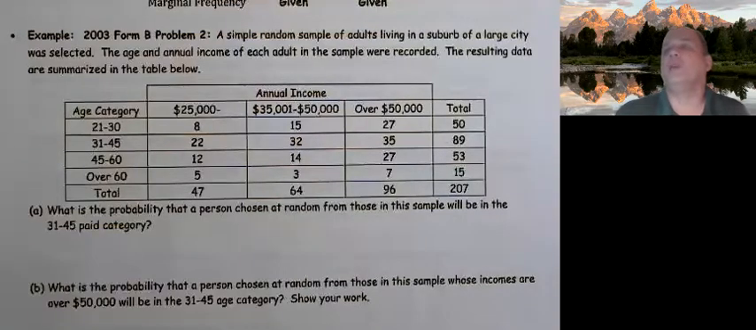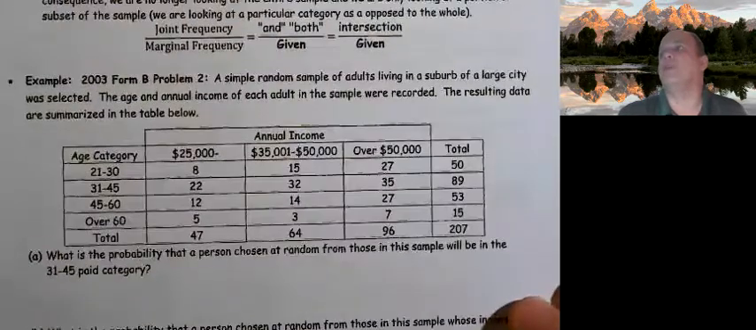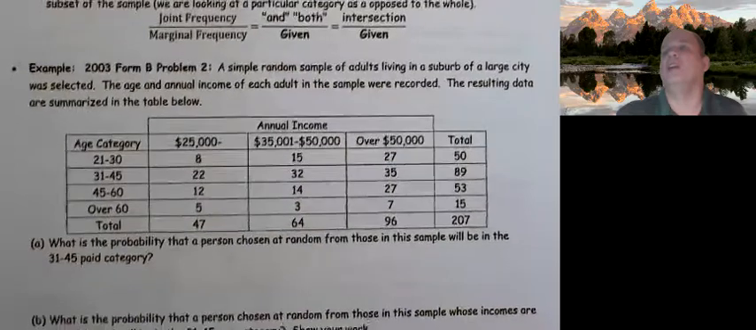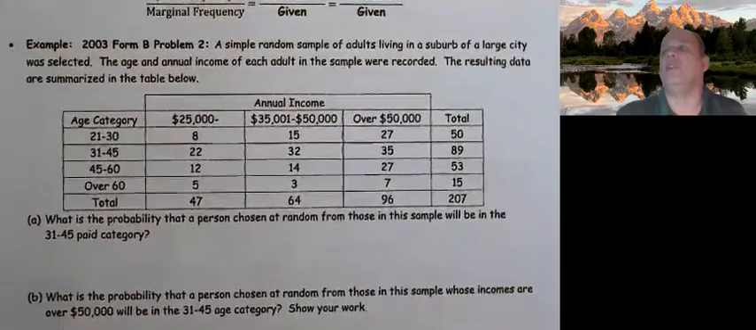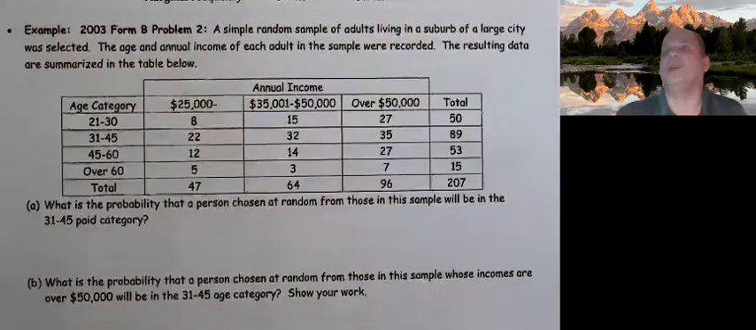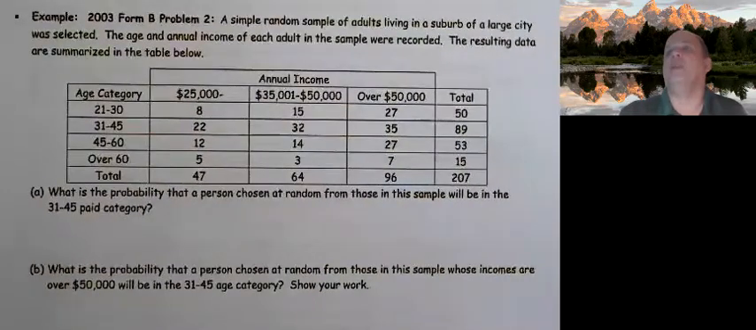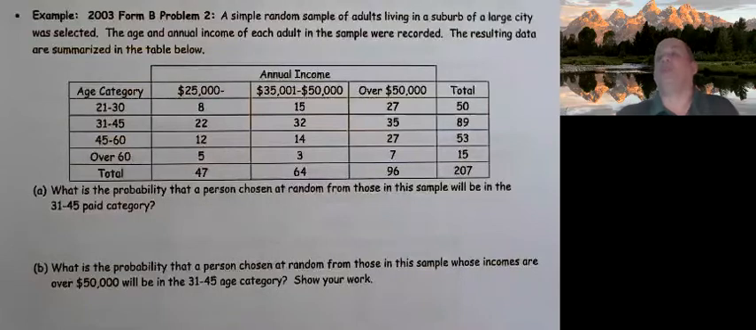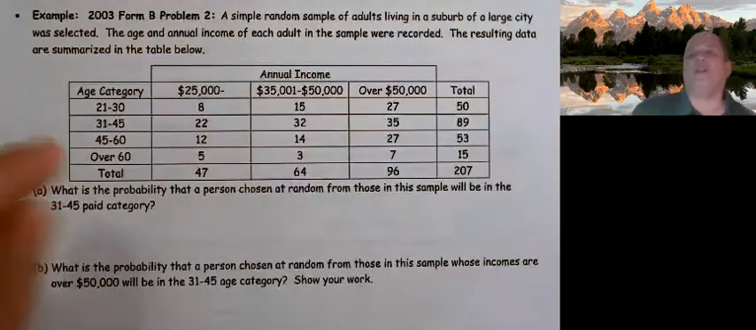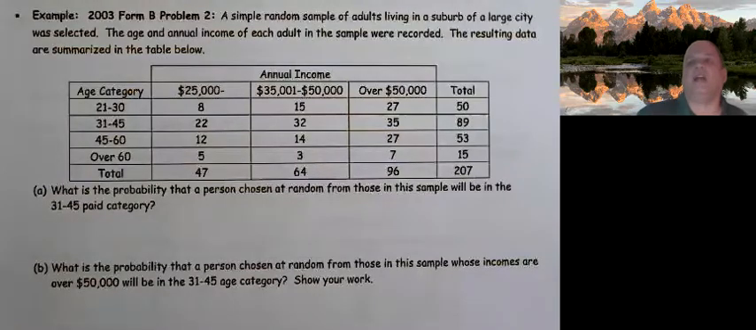So we're looking at example 2003, problem 2. A simple random sample of adults living in a suburb of a large city was selected. The age and annual income of each adult in the sample were recorded. The results are summarized in the table below. What's the probability that a person chosen at random from those in the sample will be in the 31 to 45 age category?